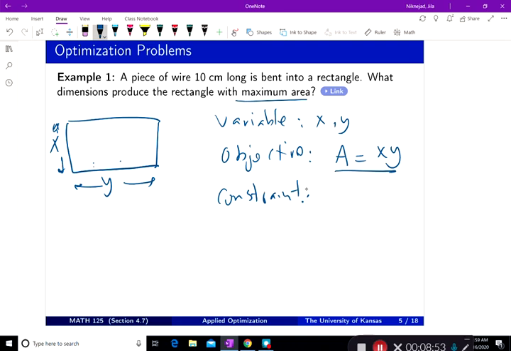How do I put that mathematically? The length of the wire, as we discussed with the GeoGebra sheet, is actually the perimeter of the rectangle. So the length of the wire, which is 10 centimeters, is equal to 2x plus 2y. Now that you have the constraint, solve for one of the variables. Let's say I'm solving for x.